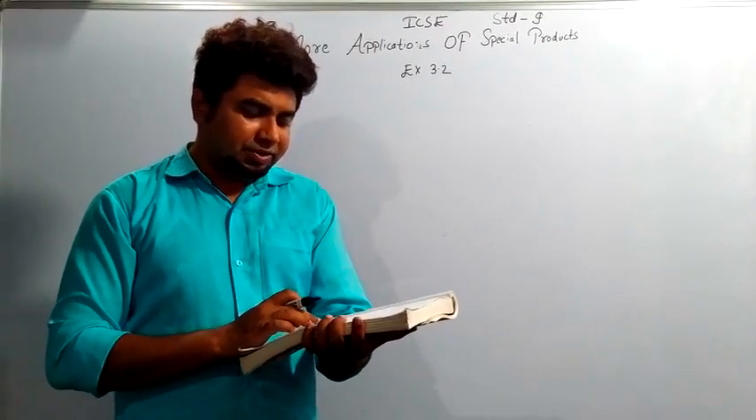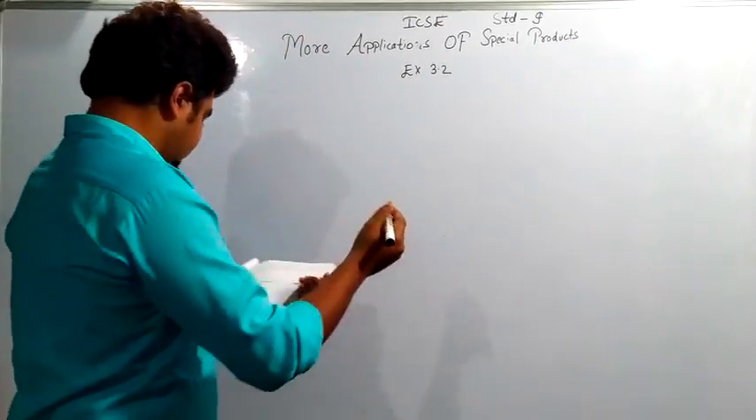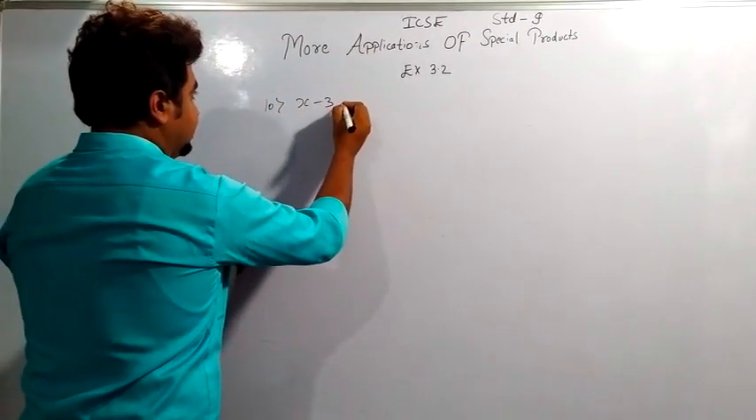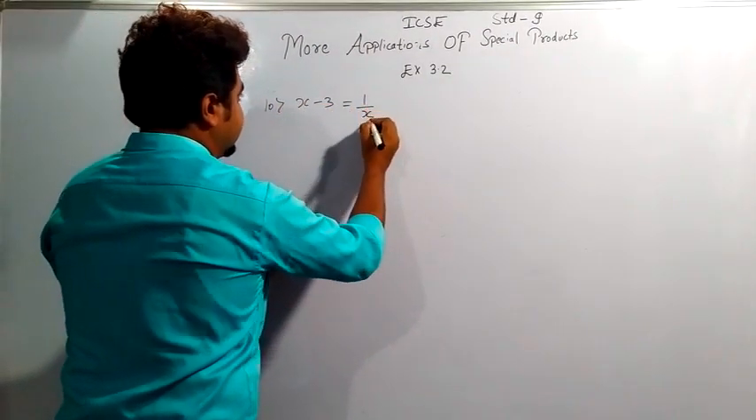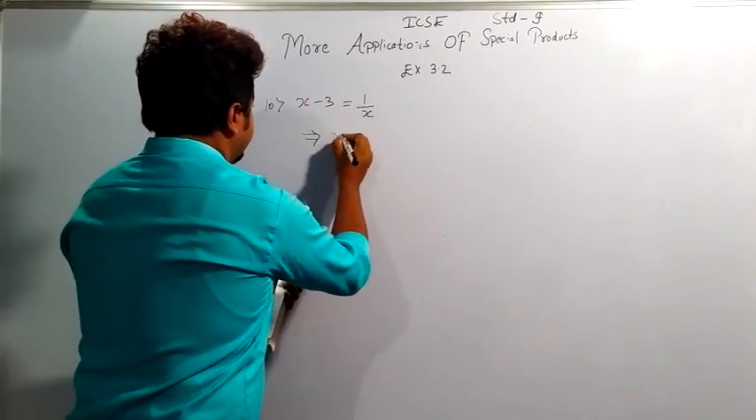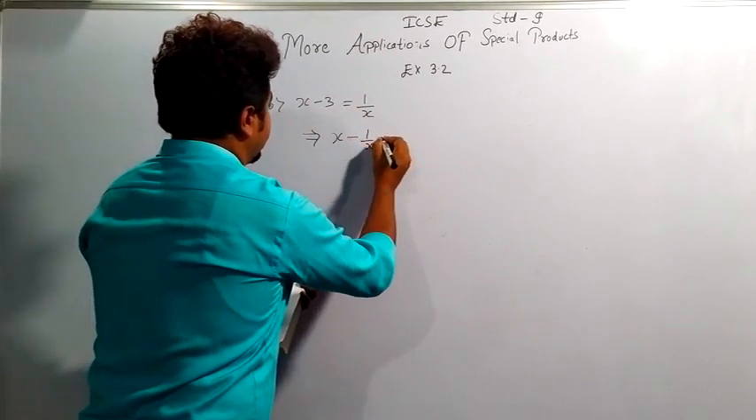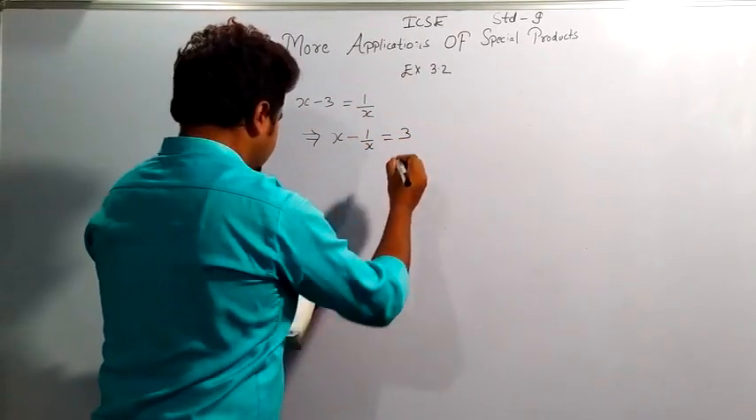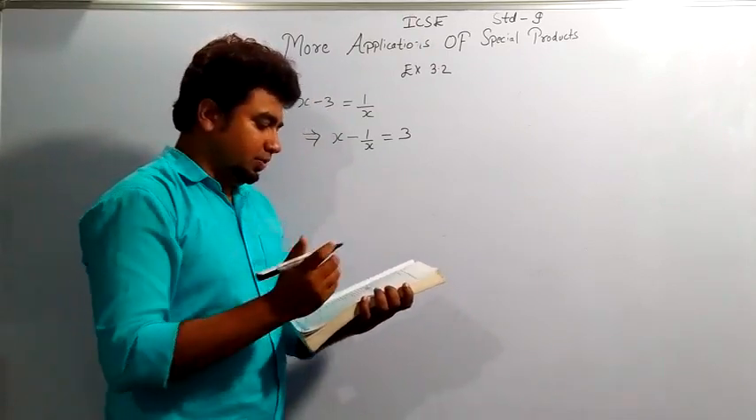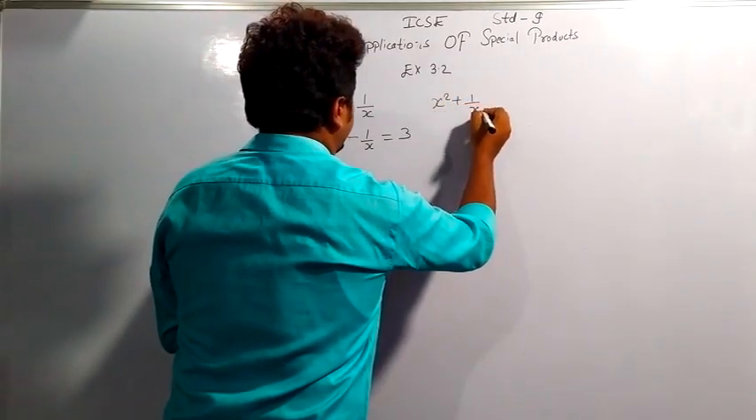In question number 10 it is given if x minus 3 is equal to 1 by x. So we can take 1 by x to the left side. x minus 1 by x is equal to 3. We have to find the value of x square plus 1 by x square.